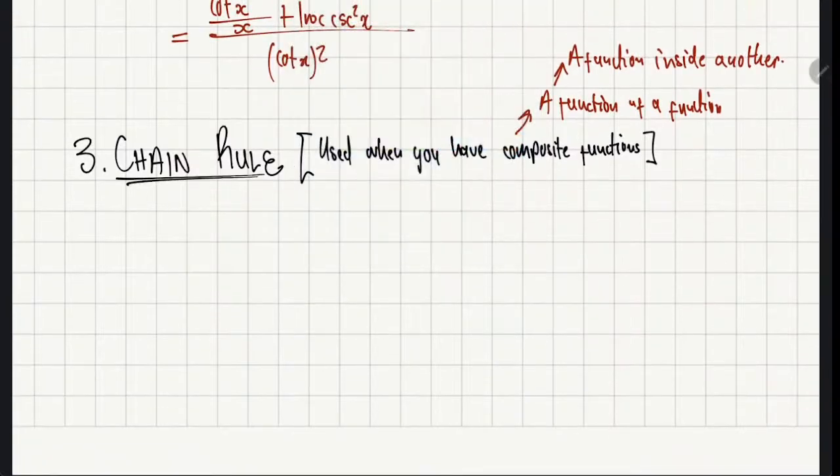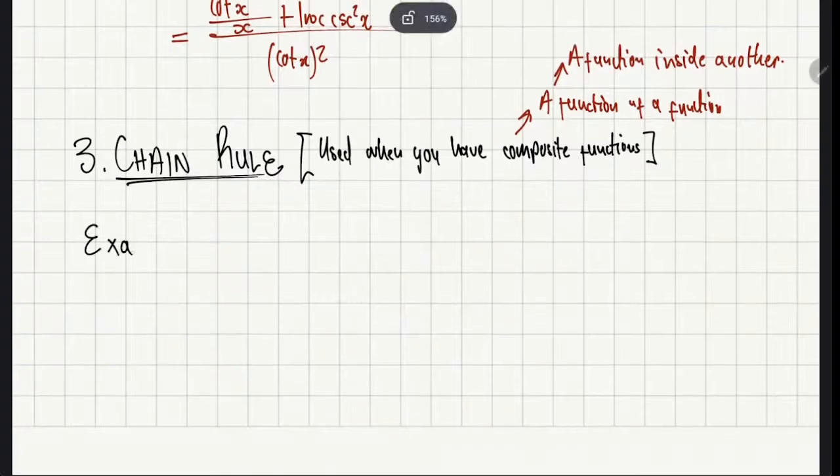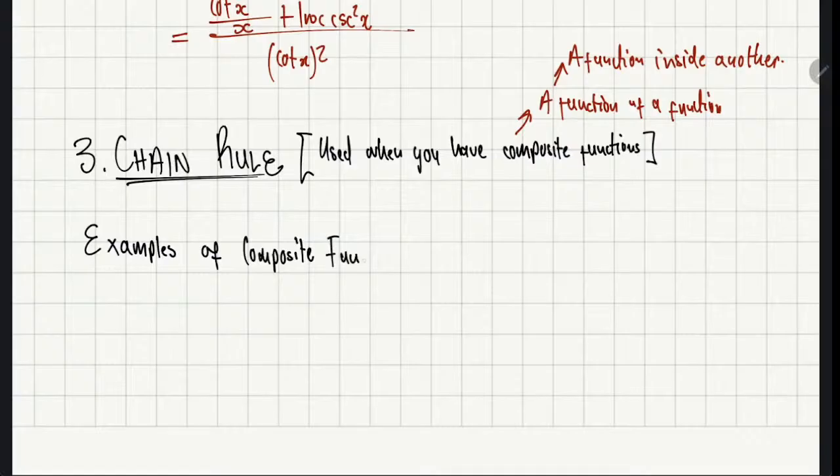Now, let me show you examples. I know that there is a chain rule. You would be told, hey, let u be. I'm not going to do that one. Waste of time. Absolute waste of time. So listen to what the chain rule just does. Let's just put examples. Examples of composite functions.